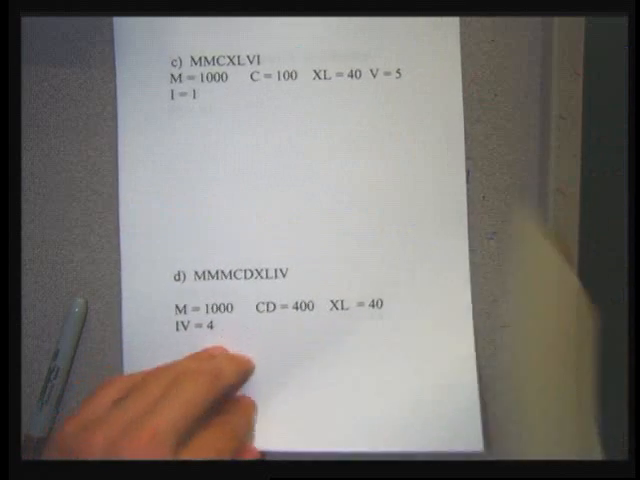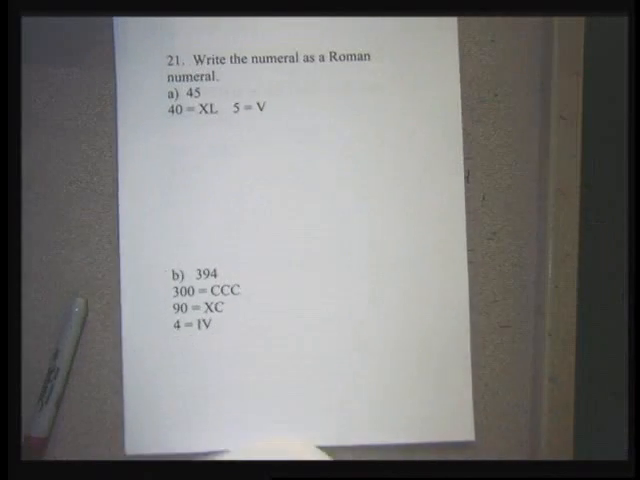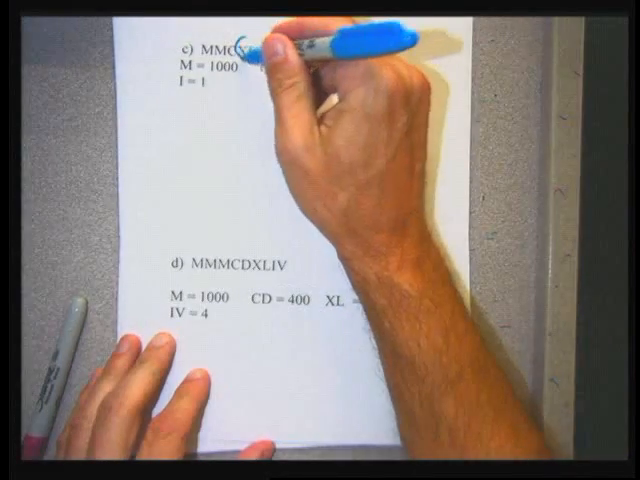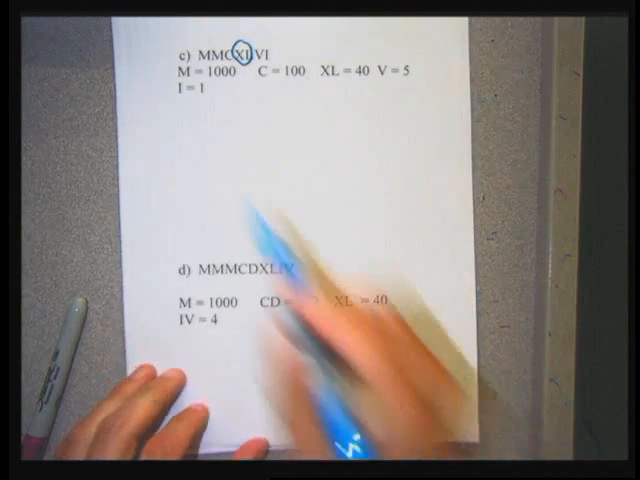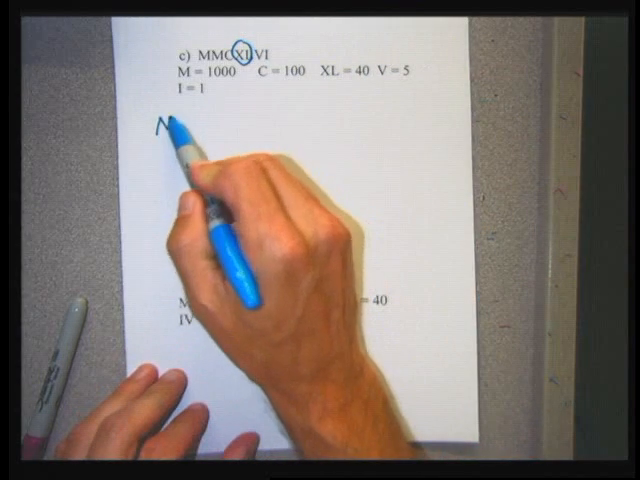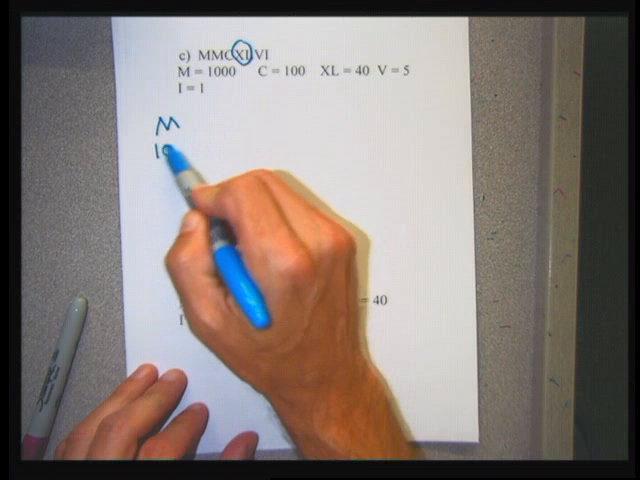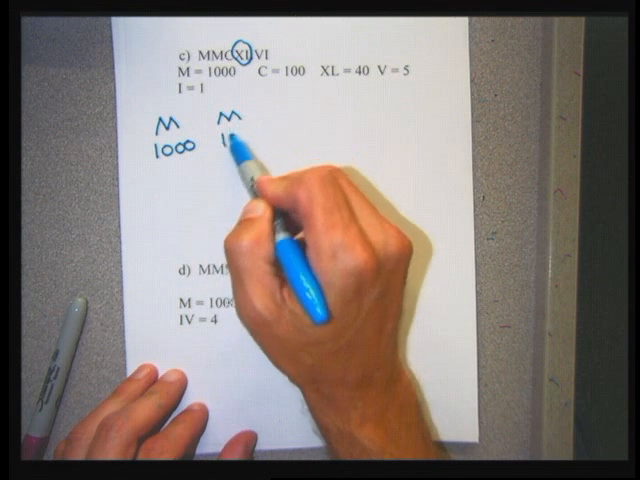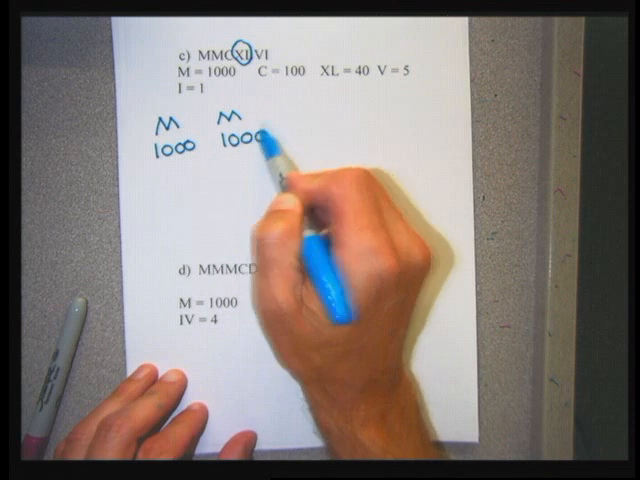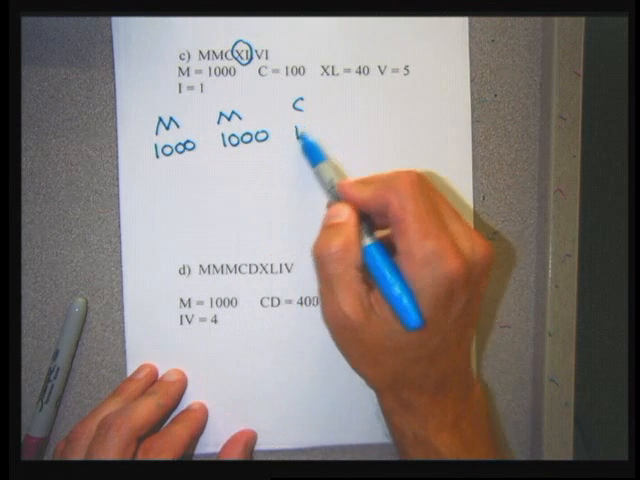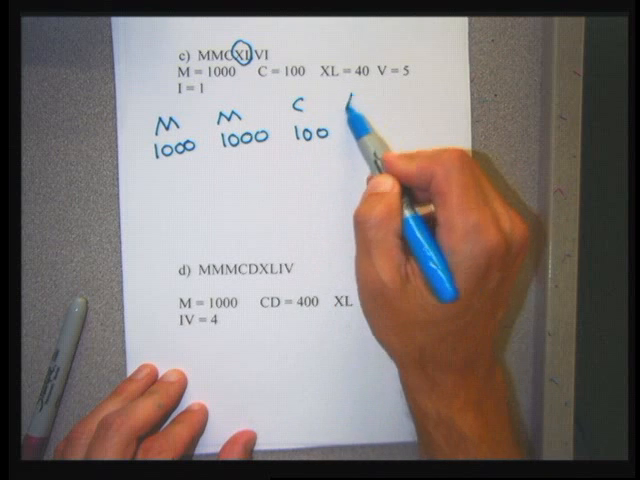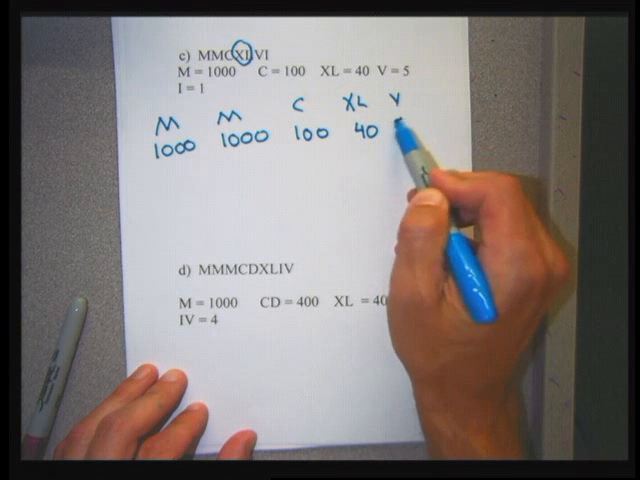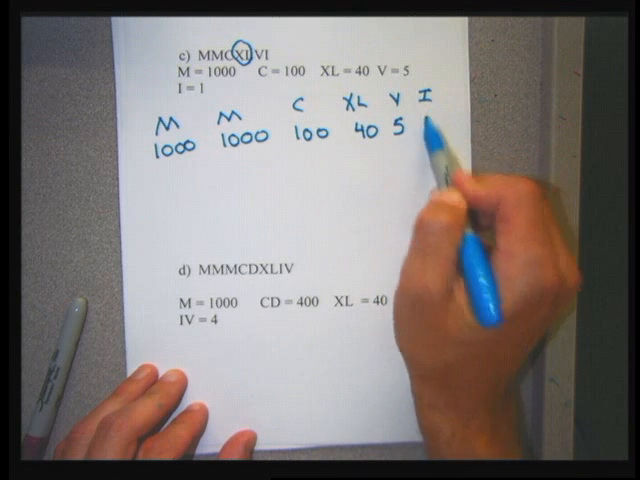Too many Roman numerals. Part C of number 20, the thing that needed to be kept together was the XL. So when I started writing these out, I didn't get all the way complete. For each M, those are 1,000. So I'm going to keep the M separate and write them each as 1,000. The C, because it's just a normal C, is 100. The XL needed to be bound together, and those are a 40. The V is a 5, and the I after the V is a 1.